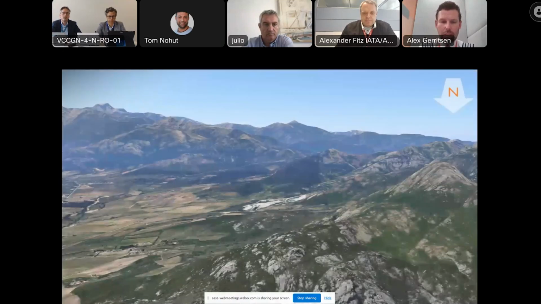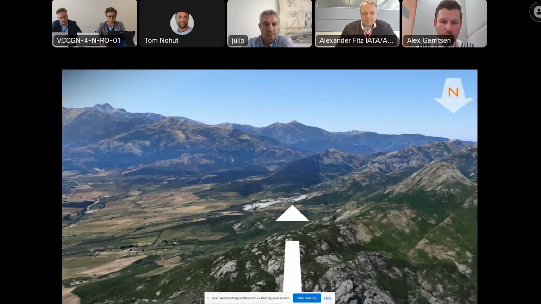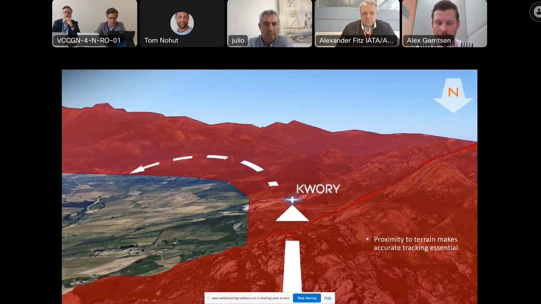Just to highlight this a little bit more, the visual approach for Calvi initially was to fly towards a quarry that you can see at the point here, and then from there make a maneuver to the left, base turn, and then onto finals. The terrain, if not flown accurately, is clearly significant and challenging for our crews.